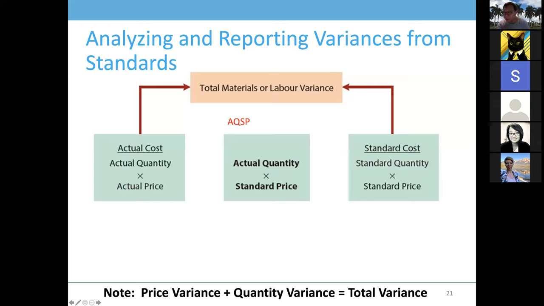This is important because students sometimes get confused. Is that actual quantity times standard price, or standard quantity times actual price? So I really want to reinforce this here so you don't do it wrong in the exam, okay? AQSP, how do we remember this?